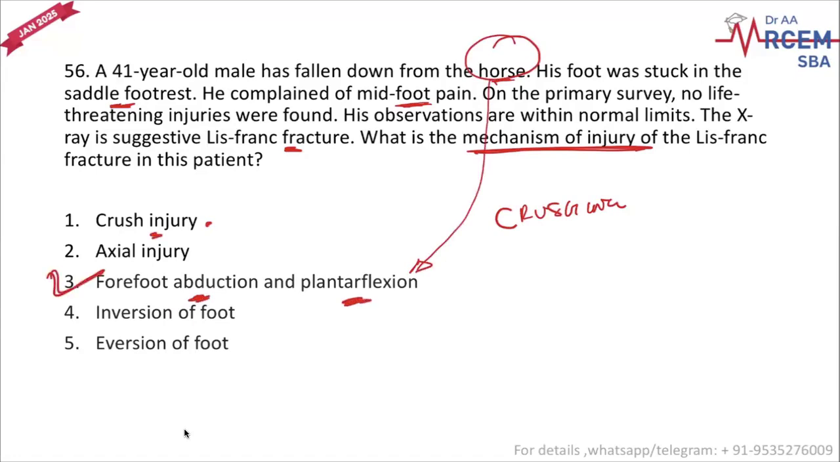This is not a crushing injury. A crushing injury is something falling on your foot. Like a car has gone over your foot or some heavy object has fallen down on your foot. Like you're working in the gym and a heavy dumbbell has fallen down on your foot. This is the crushing injury.